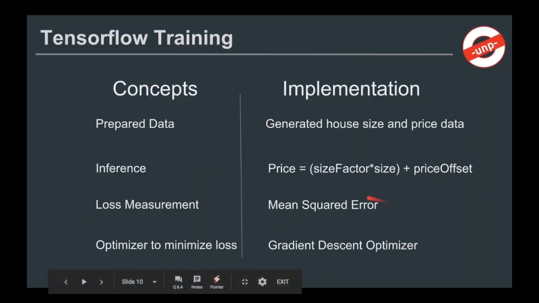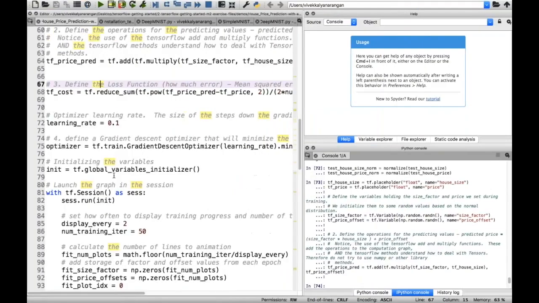Next, we are going to measure our losses, right? So how do we do that? We take the predictions, subtract them from the original price, square it up. So this is basically tf.pow. Pow is a power function, and writing a comma 2 there means do the squared.